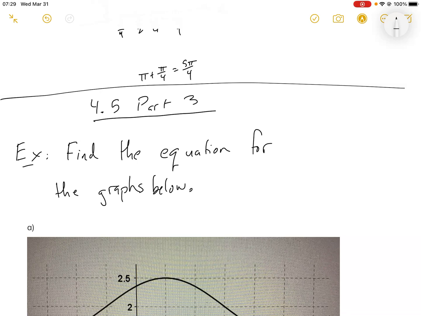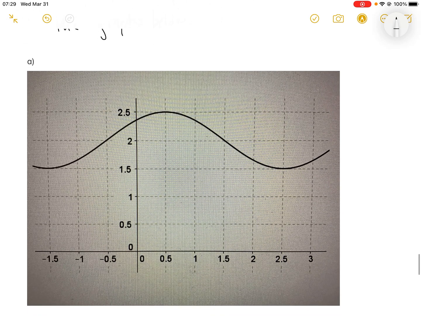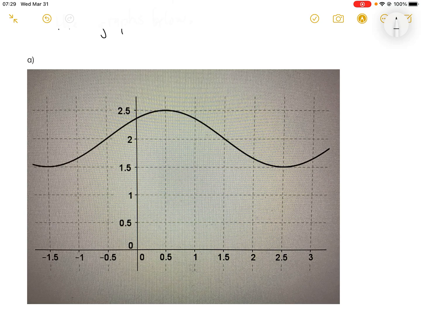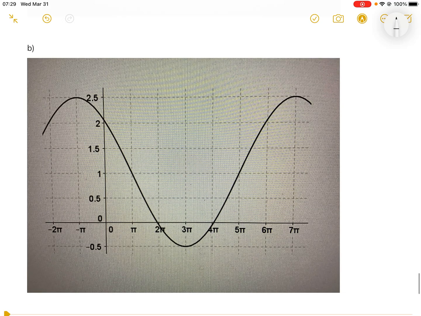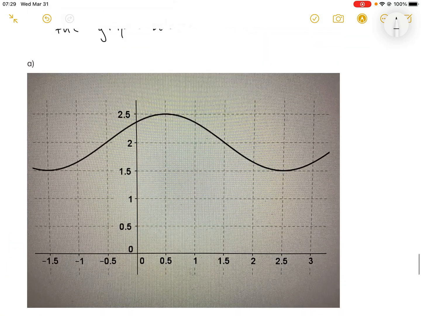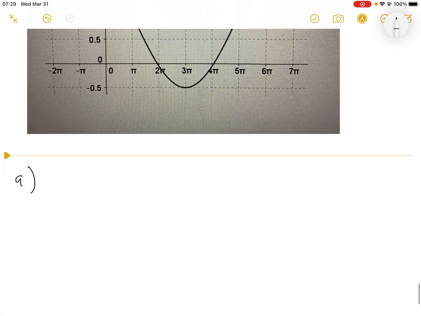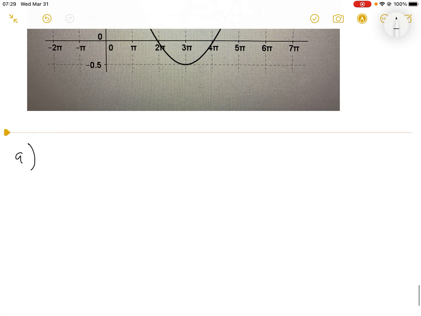So for the last part of section 4.5, we're going to be switching things up a little bit. Rather than graphing given an equation, you're going to be finding the equation given a graph. So we're going to do two examples. The first one here, A, is this graph, and then the second one is B. I had to break this up like this because the Notes app wasn't doing what I wanted it to do, but this will work.